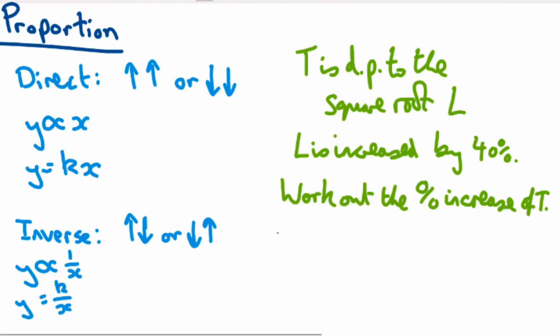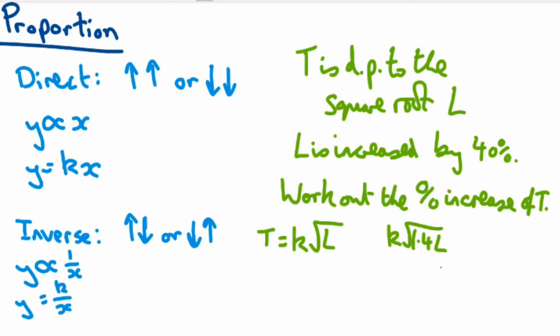Alright, so to construct the first equation, which we'll need before we start increasing anything, if t is directly proportional to the square root of L, then it'll be t equals k root L. Then from that, if we increase L by 40%, that's going to be 1.4 L. 1 because we're keeping the value we had before, and then 0.4 because 40% as a decimal is 0.40.